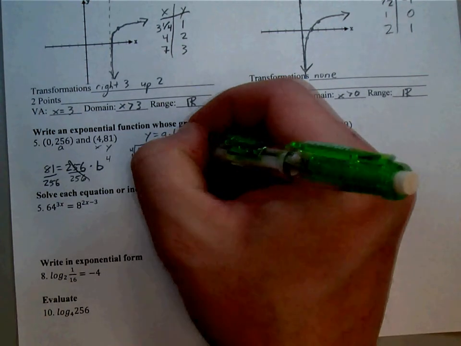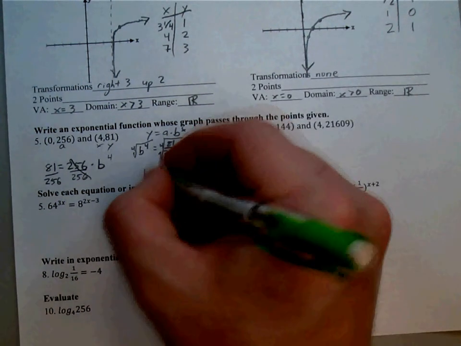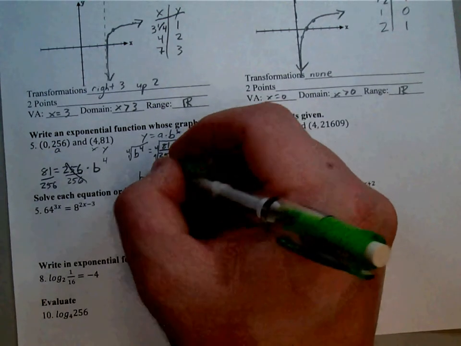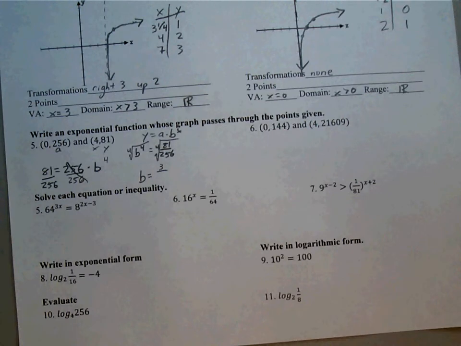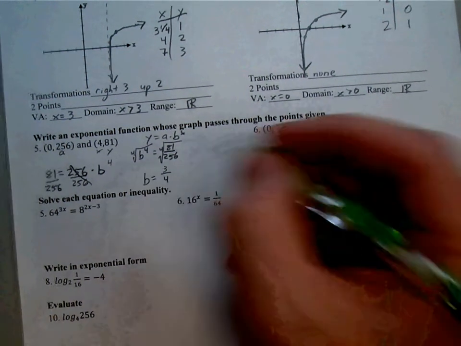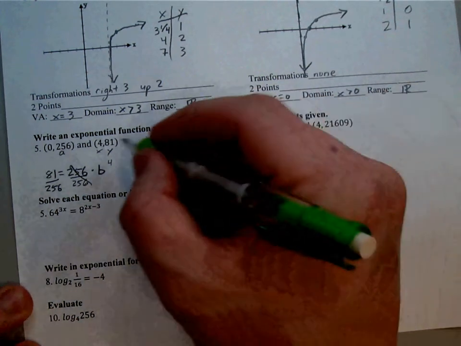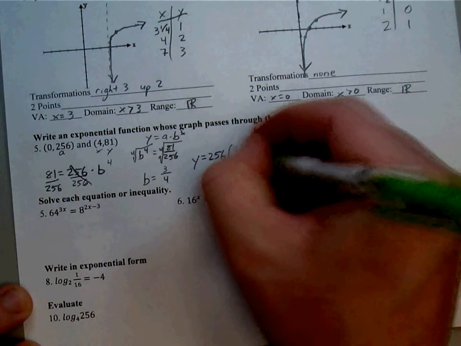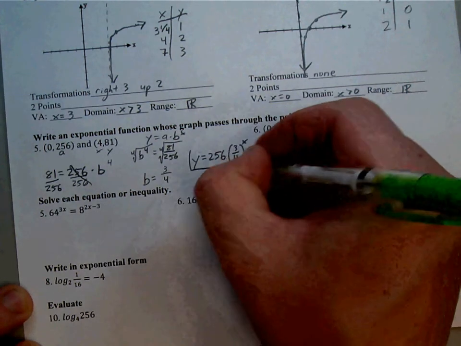Normally I would do plus minus since it's an odd number, but b has to be positive, so I don't have to worry about it. So I'm going to do the 4th root of the top and the bottom. The 4th root of 81 is 3, and the 4th root of 256 is 4. So I've got y equals, my a value was 256, my b value is 3/4, that's to the x power.